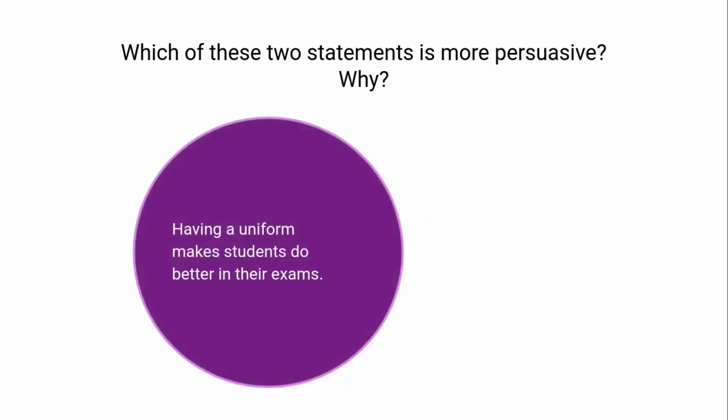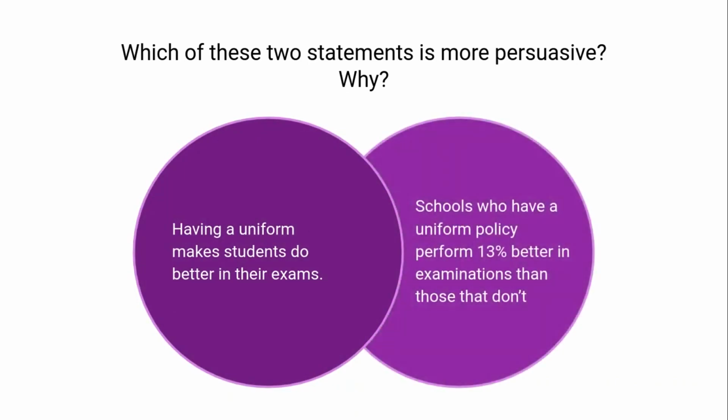So statement one, having a uniform makes students do better in their exams. Or statement 2. Schools who have a uniform policy perform 13% better in examinations than those that don't. Okay, now it should be pretty obvious that the more persuasive is the statement on the right.